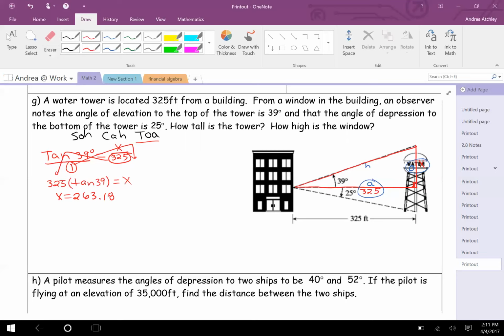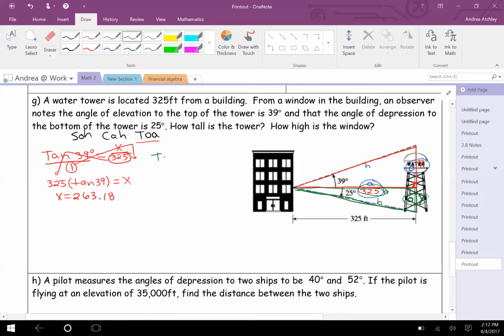But that's only part of the tower. We need the other part of the tower, which would be this triangle here. We're still trying to find, in this case we'll label this y, that side of the triangle. We're still going to label this as the opposite side here. This is the adjacent side. This is the hypotenuse. We want to use the adjacent and the opposite, which will again be tangent.